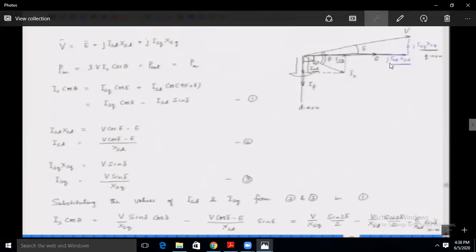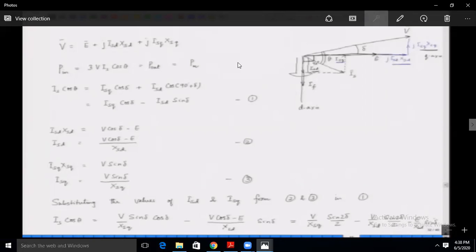Whatever the drop j ISD XSD is there, it should be perpendicular to ISD, that is the synchronous current along the direct axis. And then j ISQ XSQ is again taken perpendicular to ISQ.